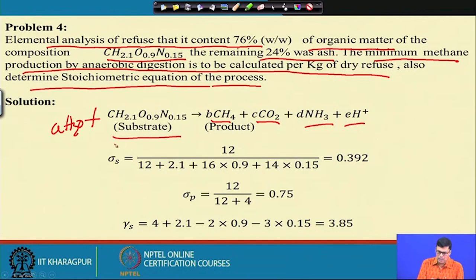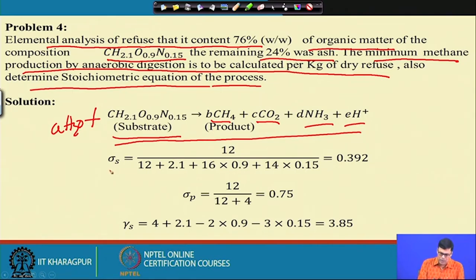I can show you. This is the tentative reaction that we have in the anaerobic digestion process. As you know, anaerobic digestion is usually carried out by two groups of microflora: acidogens and methanogens. Acidogens convert the organic matter to organic acids, volatile fatty acids, and the volatile fatty acids are then converted to methane and carbon dioxide. This is the ultimate equation that we have here.